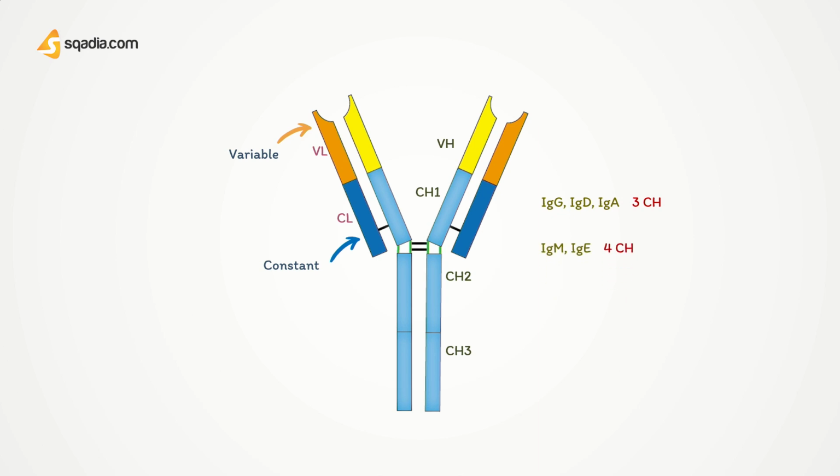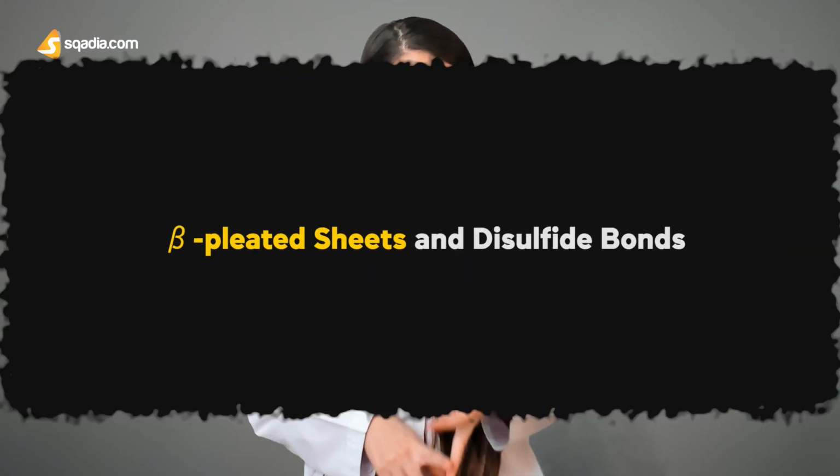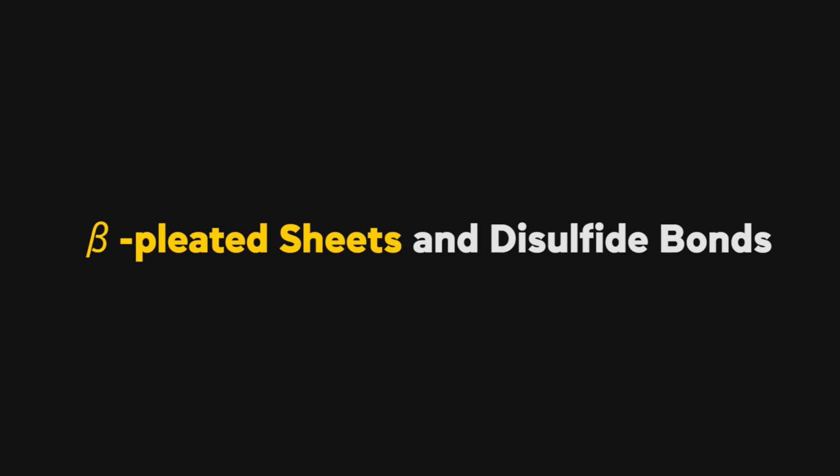Now the variable regions of both L and H chains have extremely variable or hypervariable amino acid sequences at the amino terminal end that form the antigen binding site. Both variable and constant regions consist of about 110 amino acids. Remember that the different domains of the given immunoglobulin molecule have a similar globular structure. This is characterized by the presence of beta-pleated sheets and disulfide bonds. Now, the remarkable specificity of antibodies is due to these hypervariable regions.